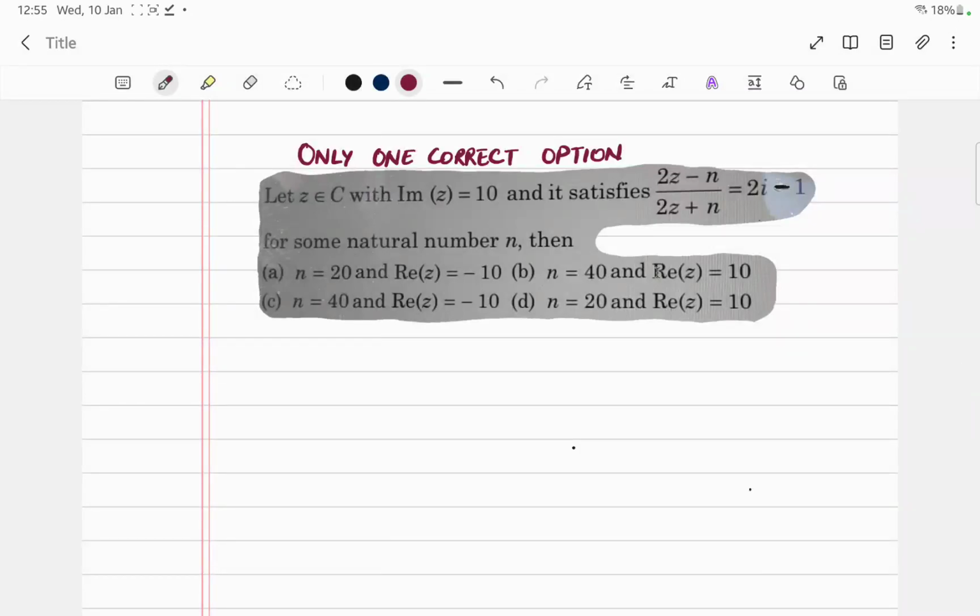Hi guys, let's solve this question. It has only one correct option. Keep in mind, as soon as you get an answer, you can stop there.